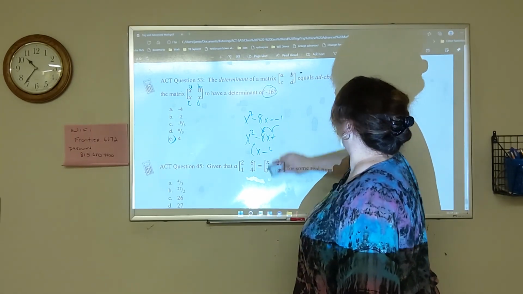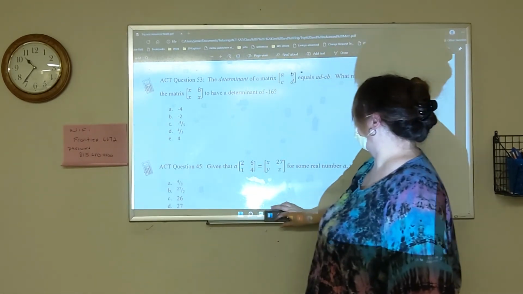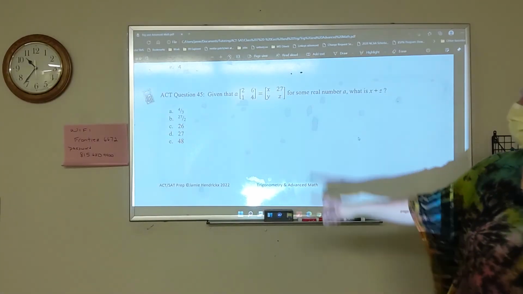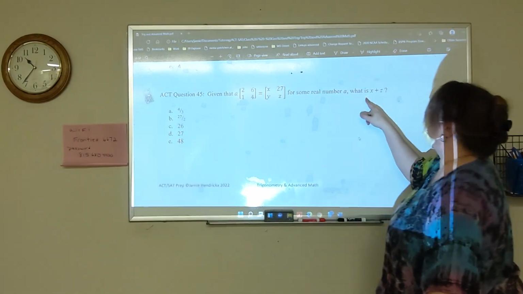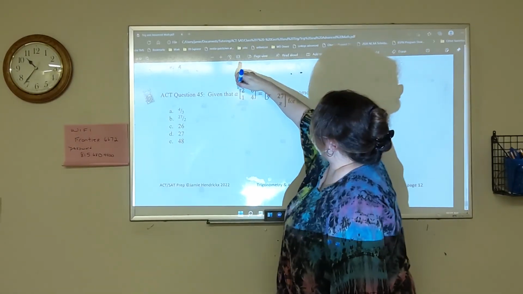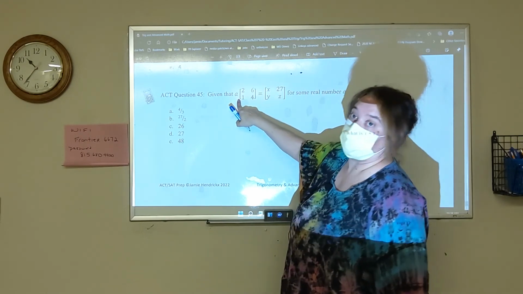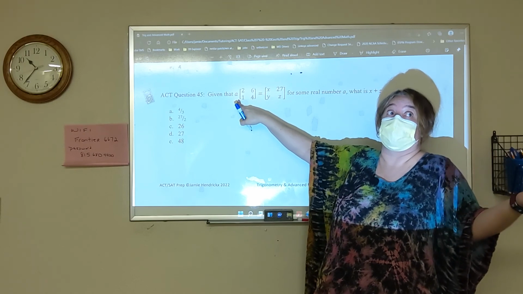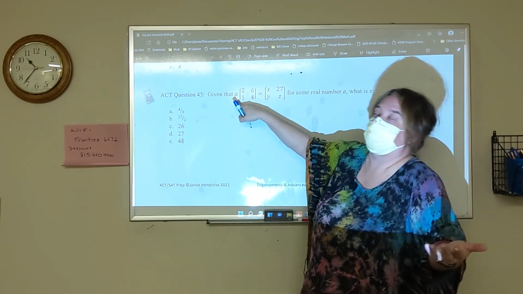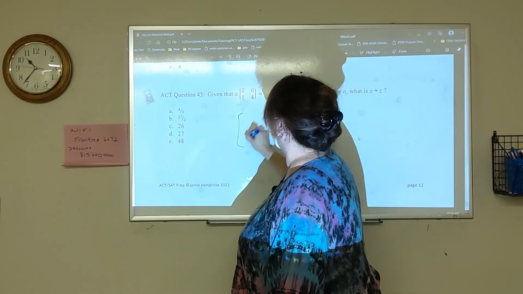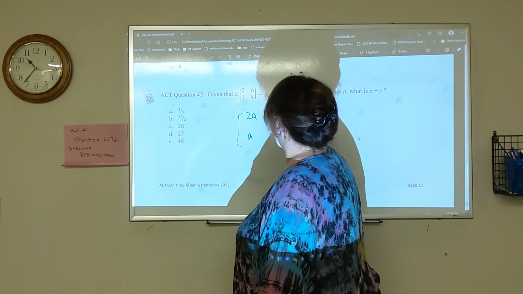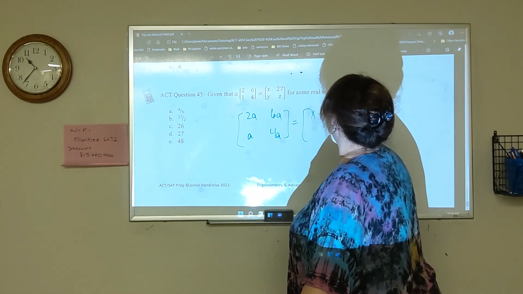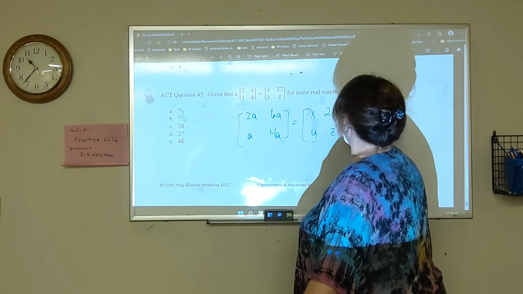All right, last one. Given that A times this matrix equals that matrix for some real number A, what is x plus z? So, distribute, okay? You've got A out front of something that looks like parentheses. What do you do with a number out front of parentheses? You distribute. Same thing with matrices. Just distribute it through. We've got 2A, A, 6A, and 4A. And that's equal to x, 27, y, and z.